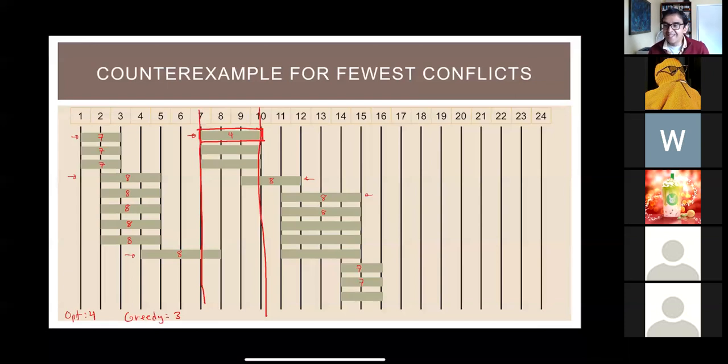So Nguyen is saying, can we say it's suboptimal and call it a day? Yeah, so you say it's suboptimal, you show the counterexample, and then you move on. Okay, any questions? The best thing to do in this case is, for example, to take this one, this one, this one, and this one. That's 4, but greedy ends up taking 3.